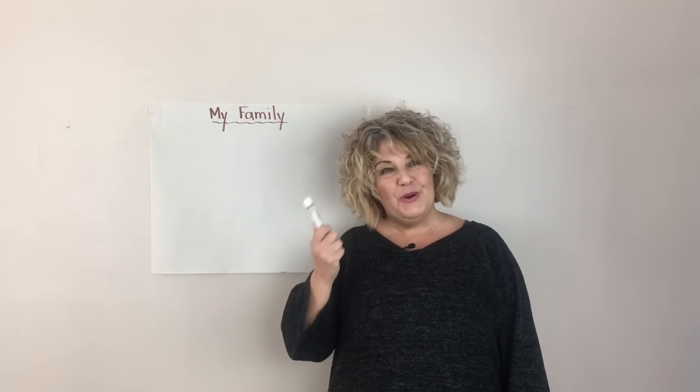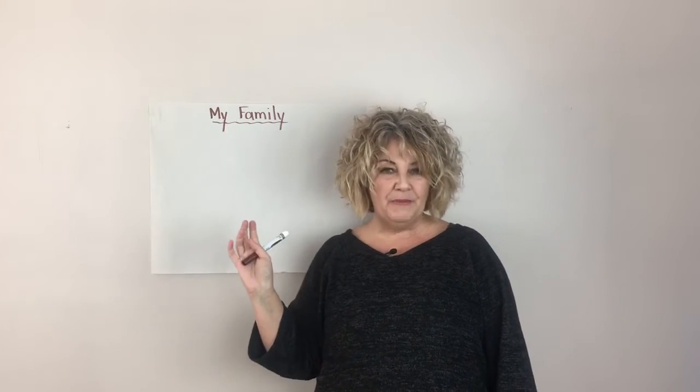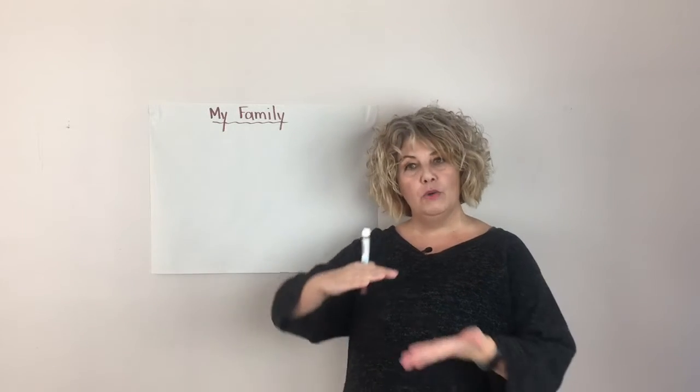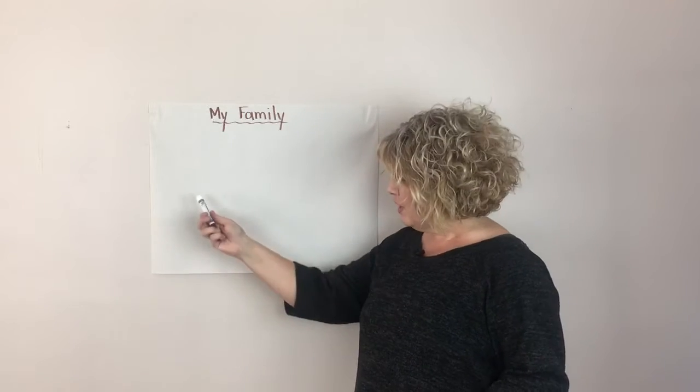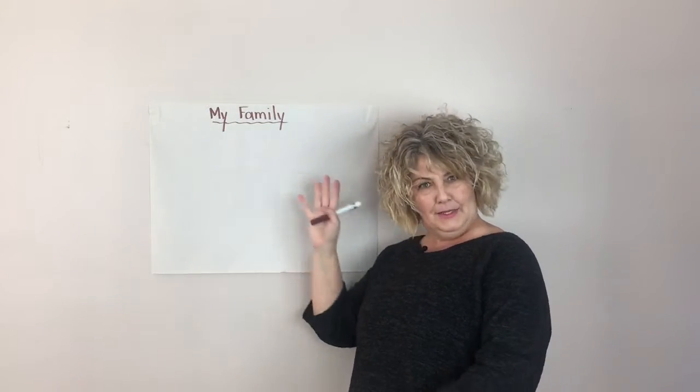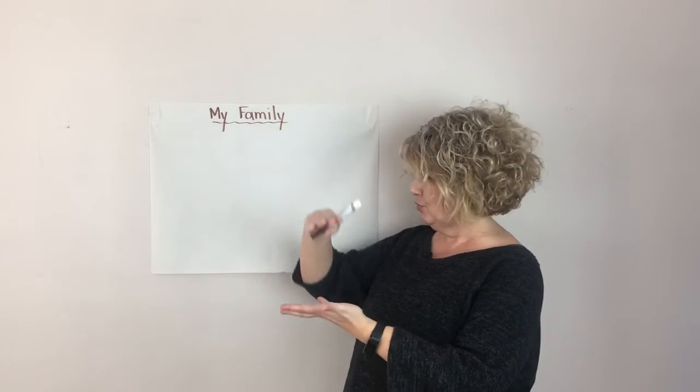I want you to think about who is in your family. Make sure you include everyone in the picture. I also want you to think about how tall and short people are in your family. We're going to try to put them realistically on the paper. So if somebody's taller, we want them to look taller, and if someone's shorter, we want them to look shorter. Okay, so let's get started.